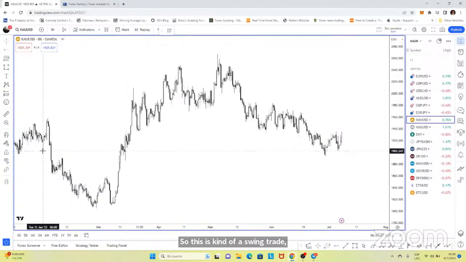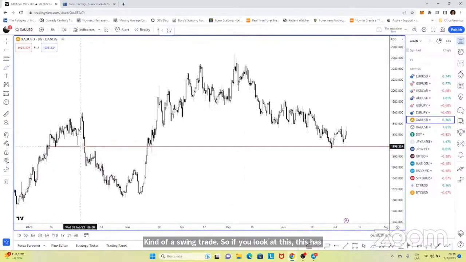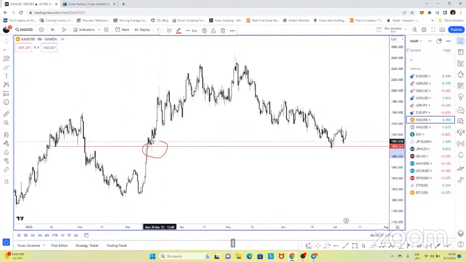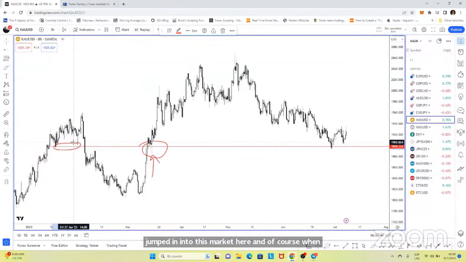Kind of a swing trade. So if you look at this, this has been a key pivotal level in historic price action for a while, right? Just have a look at the bounce, how strong buyers jumped into this market here. And of course, when price broke with this level, this is the level that buyers were protecting. And also, when sellers took control of this market, this is the level that sellers jumped in again.